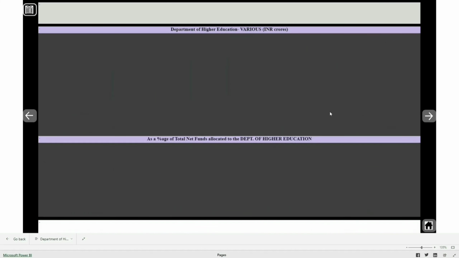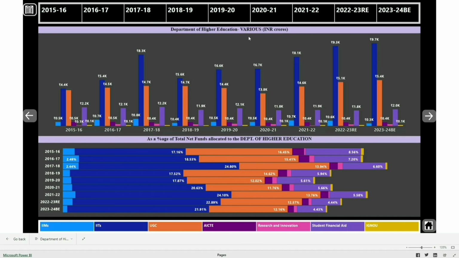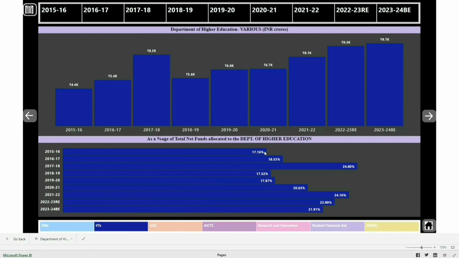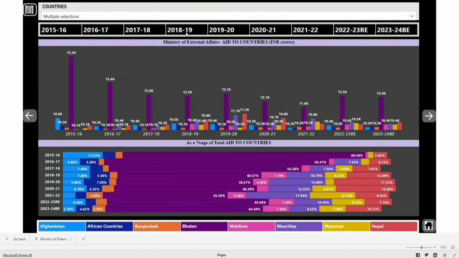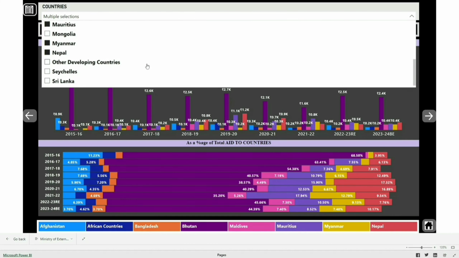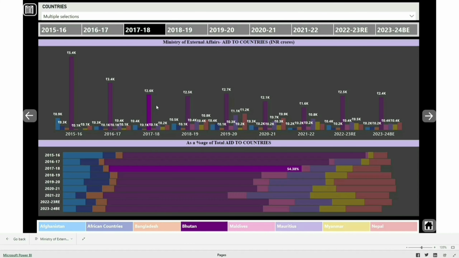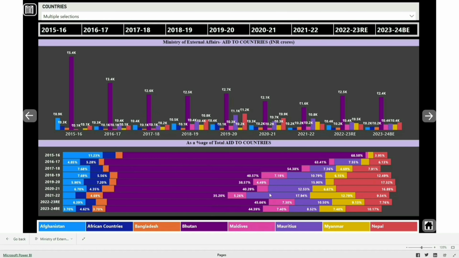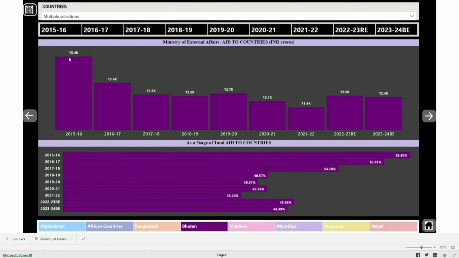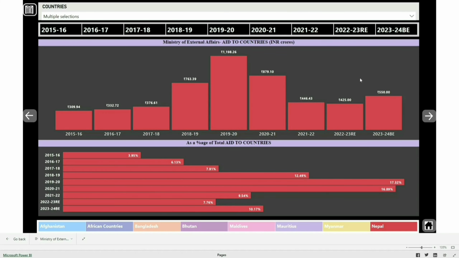Similarly, for the Department of Higher Education, right? Here you can see IITs happen to be like 20-21% of Department of Higher Education's expenses. And similarly, what you will find is that for Ministry of External Affairs, right? The aid given to other countries, here you can filter it out, right? And here you can see what is the aid being provided to various countries. Let's look at Bhutan, right? So here we can see the aid has reduced over the years. Whereas when we look at Nepal, you can see. So this will also give you an insight into what are India's relations with these countries. So let's click on the next page.